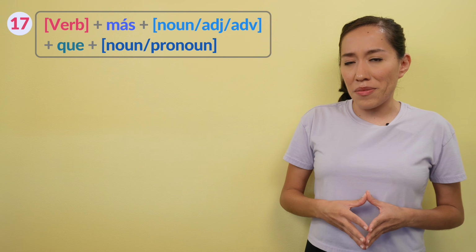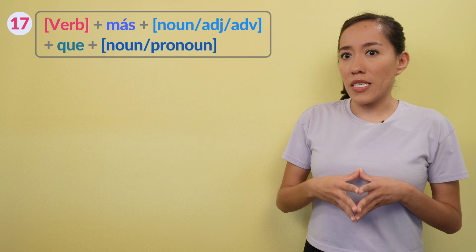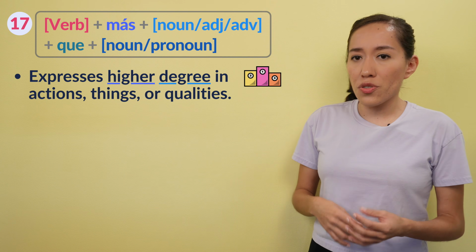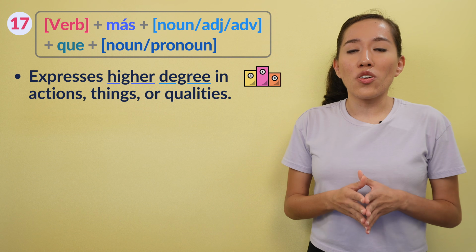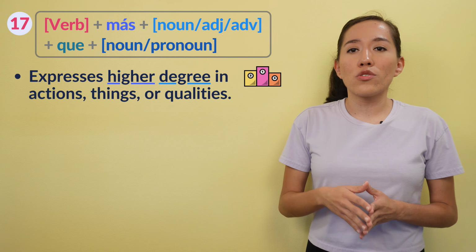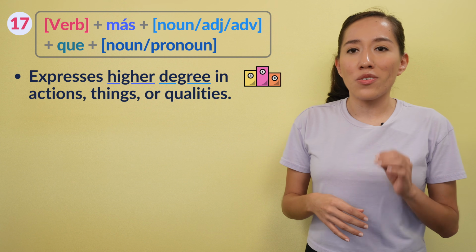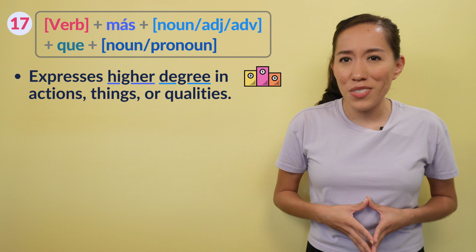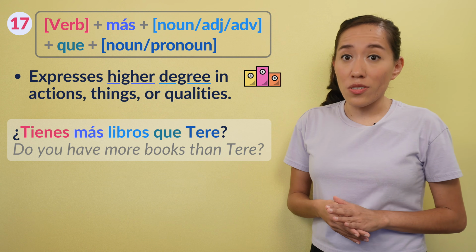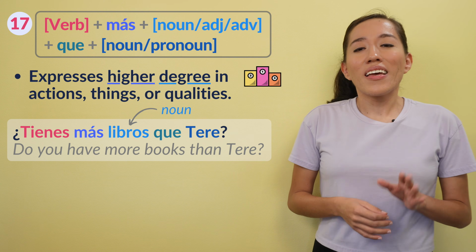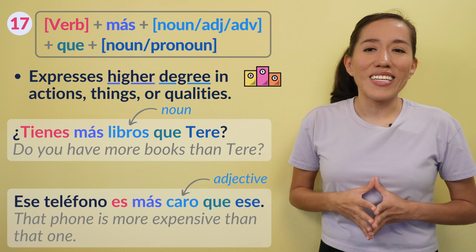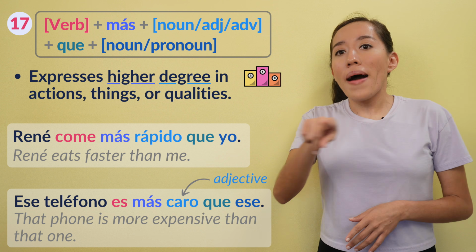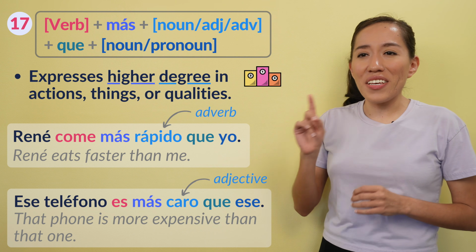Con las comparaciones, we also need Formula 17, because this one is going to help us express a higher degree in actions, things, or qualities. La buena noticia, the good news, es que solo tenemos una fórmula que podemos usar con adjetivos, adverbios y sustantivos. Déjame mostrarte. ¿Tienes más libros que Tere? This is a noun. Ese teléfono no es más caro que ese. This is an adjective. René come más rápido que yo. And this is an adverb.